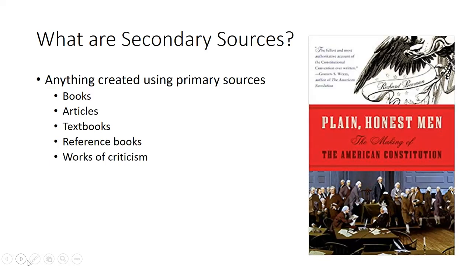However, as you see on this slide, there's a book cover titled Plain, Honest Men: The Making of the American Constitution by Richard Beeman. So Richard Beeman used primary sources such as the U.S. Constitution and others to analyze and give an account of the founding fathers who authored the Constitution. Of course, the author, Beeman, was unable to go back to 1787 and speak directly with James Madison, Benjamin Franklin, and others, so he had to depend on primary sources to write this book.